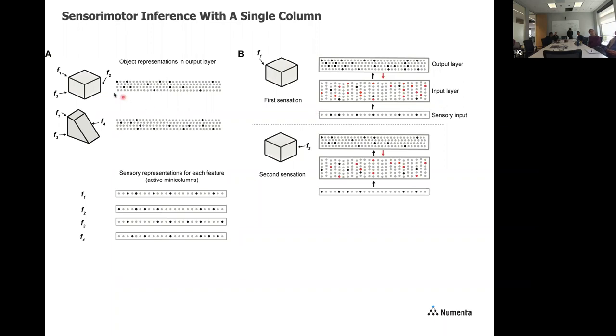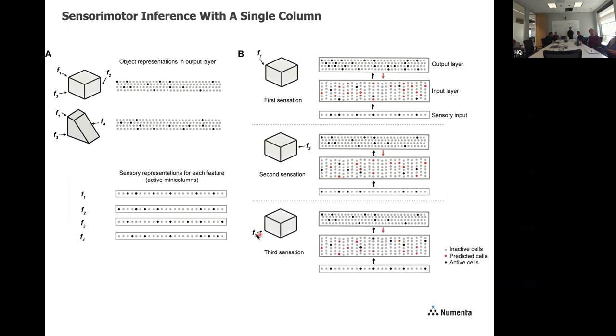After the second touch, let's say you touch F2 here. Now F2 is unique. So at this point, only some of these predictions are going to be consistent with this new sensation. And what's going to happen is at the output layer, the union is going to get rapidly narrowed down to the set of objects that are consistent with both F1 and F2. And again, I haven't described the algorithm yet. I'm just telling you what's going to happen. Once you do F2, you will now converge on a single representation of the object, and these feedback connections are going to make a much narrower set of predictions about what you're going to feel.